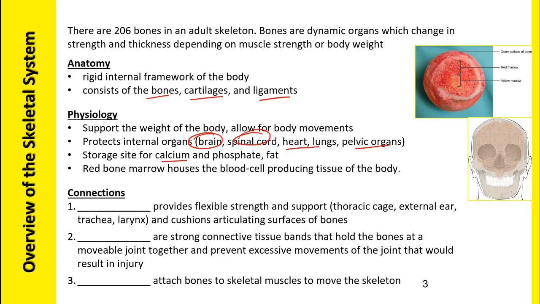99% of calcium in the body is stored in bone. The bone also stores phosphate as well as fat. Fat is stored in yellow marrow, whereas the red marrow that you can see here in the diagram on the top houses the hematopoietic tissue. Hematopoietic tissue is found in the red bone marrow and helps to produce all sorts of blood cells, including red blood cells, white blood cells, and platelets.